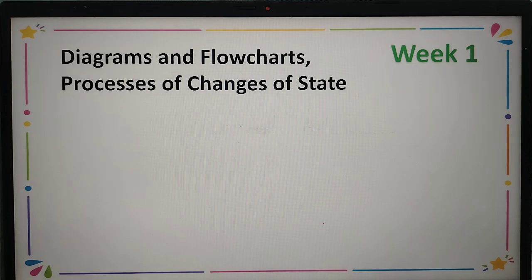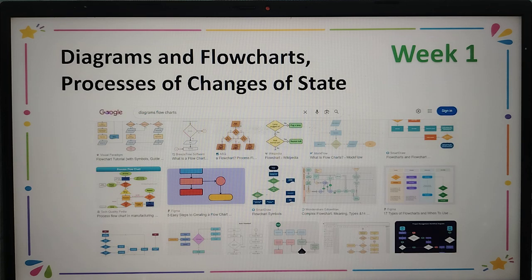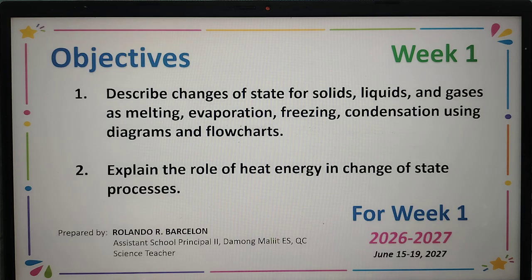Okay, now we all know about diagrams, flowcharts, and processes of changes of state. If you Google it, Google will provide us different ways on how to present diagrams and flowcharts. Now, welcome once again to week 1, our objectives. We have to describe changes of state for solids, liquids, and gases as melting, evaporation, freezing, and condensation using diagrams and flowcharts. Second, we need to explain the role of heat energy in change of state processes. So once again, welcome to week 1.